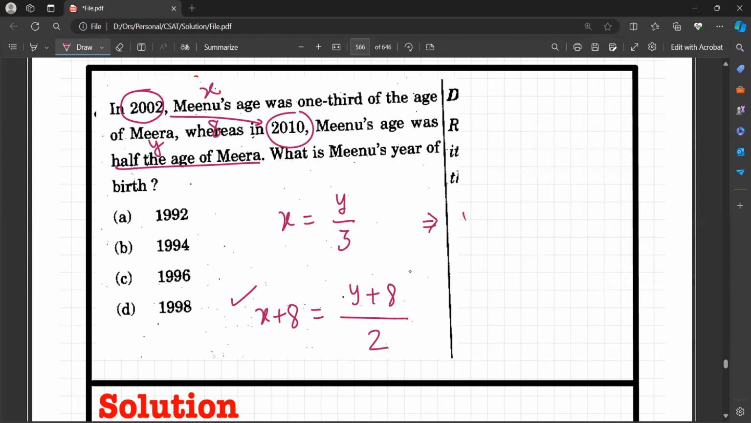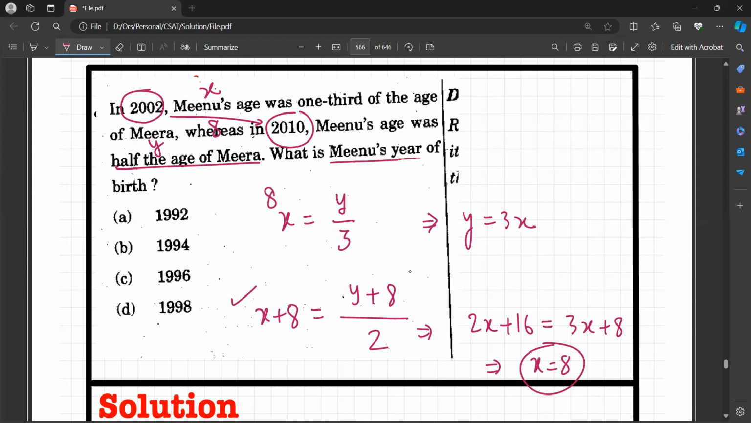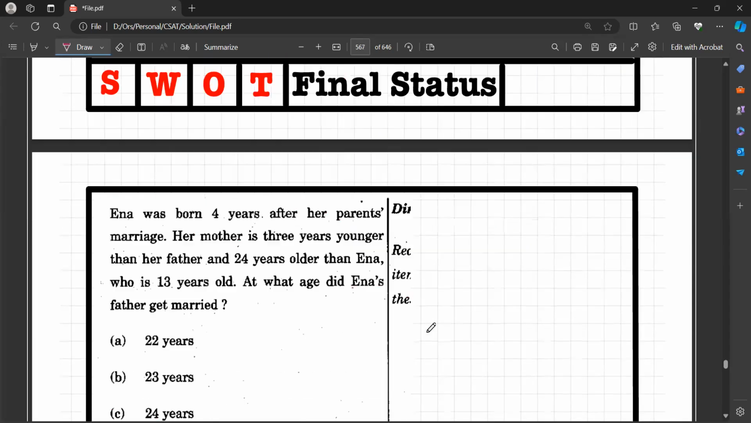Let us solve it. Here Y will be equal to 3X. Putting that in, 2X plus 16 equals 3X plus 8, which implies X becomes 8. Now since X is 8, which was Minu's age, it has asked what is Minu's year of birth. In 2002, Minu was 8 years old. So the year of birth will be 1994. Got it? Let us proceed to the next problem.